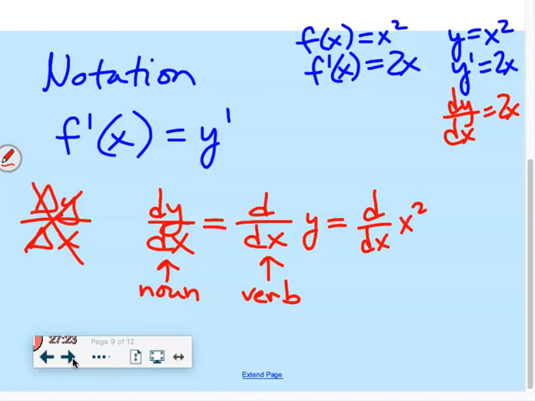So this means derivative of x squared because y is x squared. This means derivative of x squared if you have the function and it hasn't been named. Either way, when you see d dx, it means find the derivative of whatever's next to it.